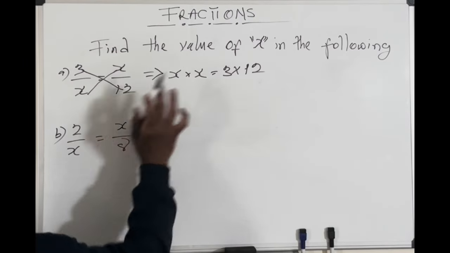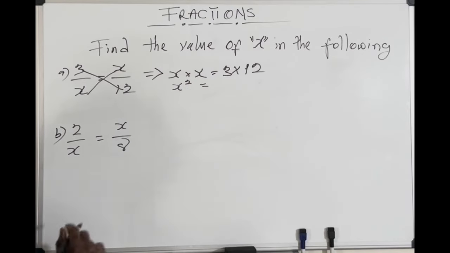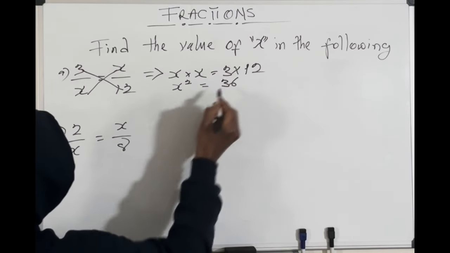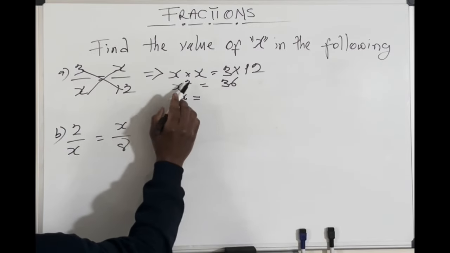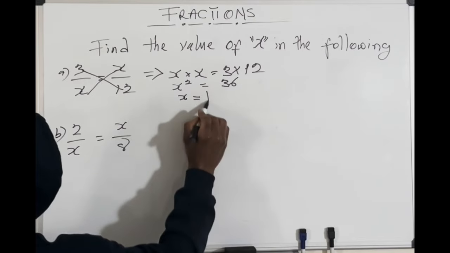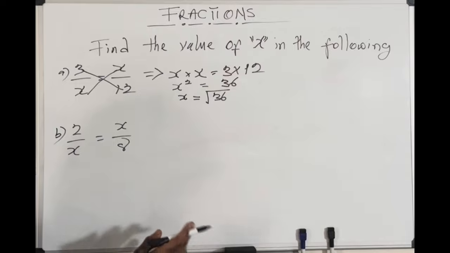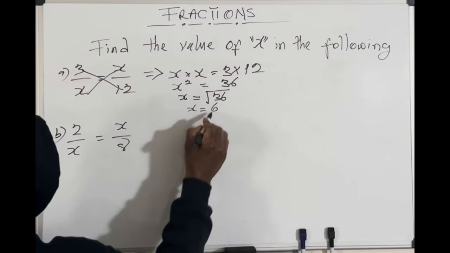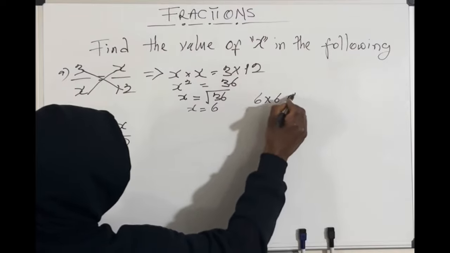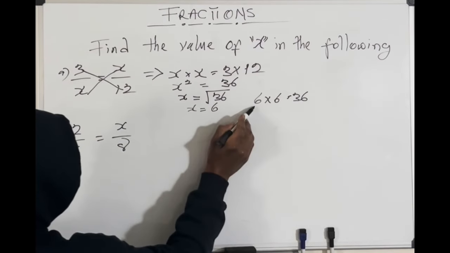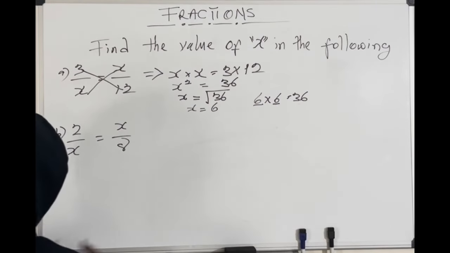So x times x is x squared. 3 times 12 is 36. We need an x, so this squared changes to the square root, and you put 36 in there. What is the square root of 36? It's 6. Why? Because 6 times 6 gives us 36, the same number times the same number. That means the square root. You see how simple it is?